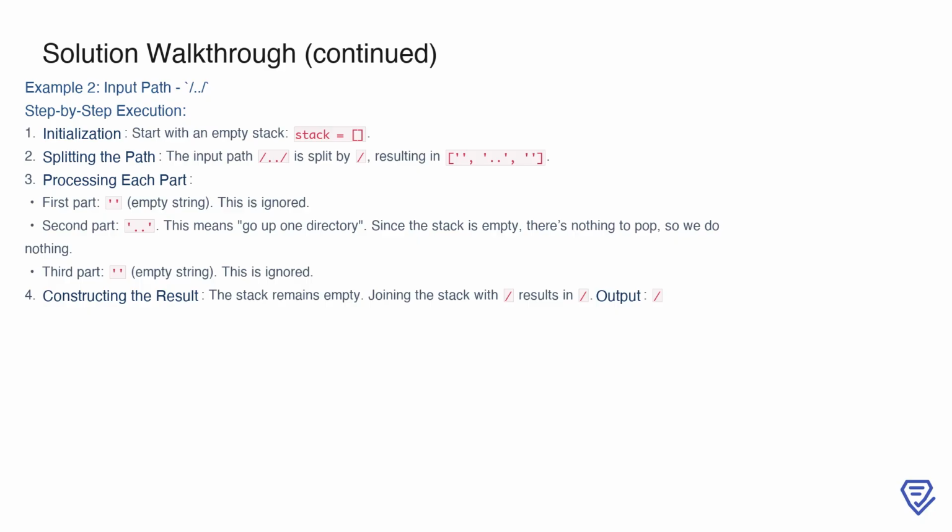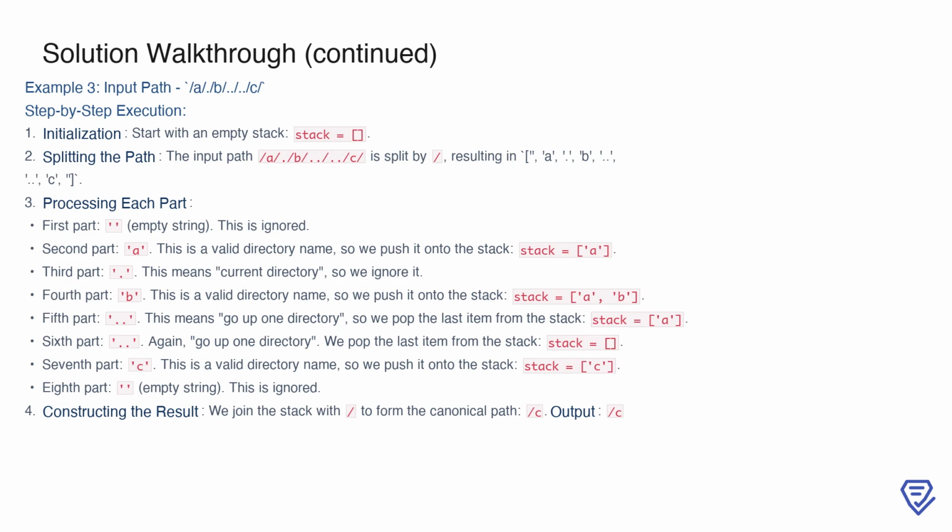With the stack still empty at the end, joining its elements with / produces just a single / to represent the root directory. Thus, the canonical path for this input is simply /. For the input path /a/./b/../../c/, we begin with an empty stack. Splitting the path by / results in the array: empty string, a, dot, b, double dot, double dot, c, empty string.